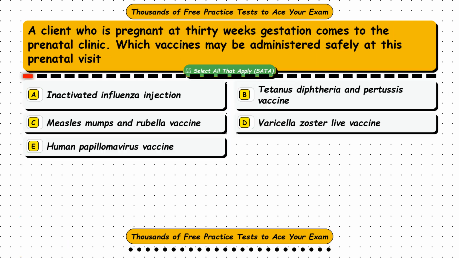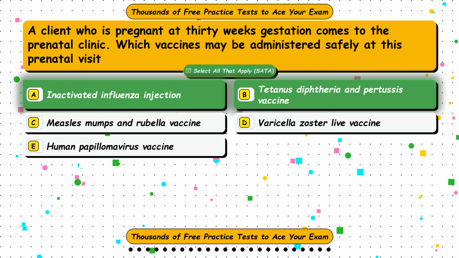Question 5. A client who is pregnant at 30 weeks gestation comes to the prenatal clinic. Which vaccines may be administered safely at this prenatal visit? Option A, inactivated influenza injection. Option B, tetanus, diphtheria and pertussis vaccine. Option C, measles, mumps and rubella vaccine. Option D, varicella zoster live vaccine. Option E, human papillomavirus vaccine.